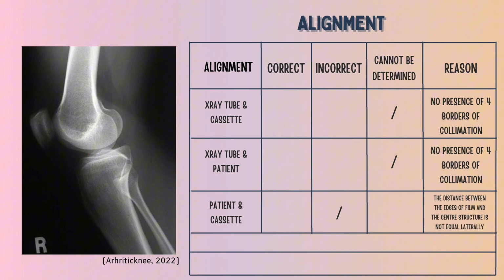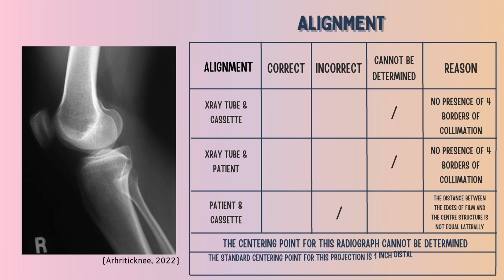Since there is no presence of four borders of collimation in this radiograph, the centering point for this radiograph cannot be determined. And the standard centering point for this projection is centered 1 inch distal to the medial epicondyle, and the central ray is angled 5 to 7 degrees cephalad.